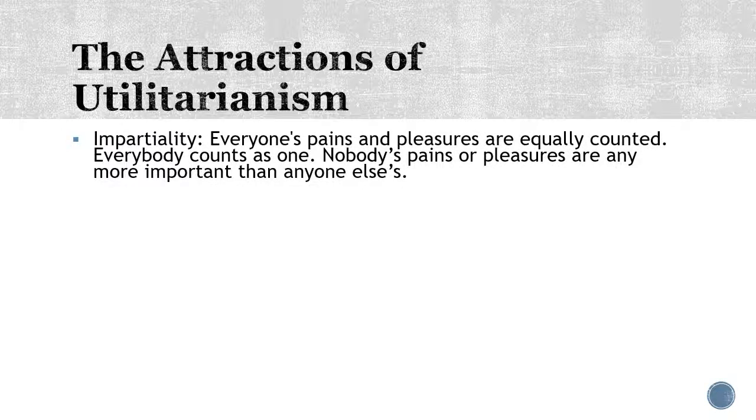And the first of those is its impartiality. Okay, because what it does is it weighs all of the pains and pleasures that are caused by an act. We're sort of counting everybody's pains and pleasures equally. One way to put it is that everybody counts as one, right? Nobody's pains, nobody's pleasures are any more important than anyone else's. It's a very extreme form of impartiality, and that's something a lot of people like in a moral theory.